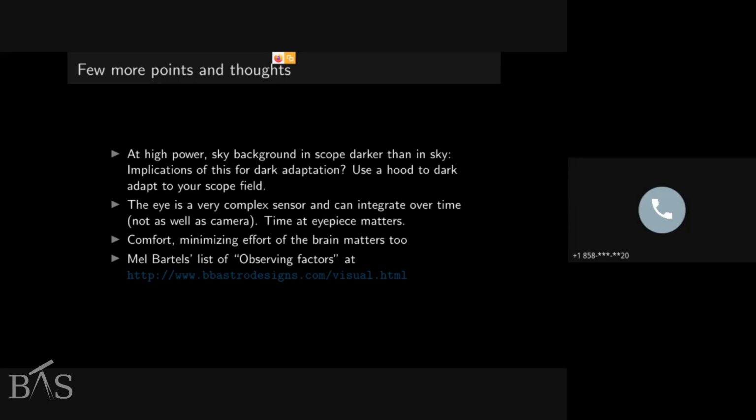And contrast is everything for low surface brightness objects.